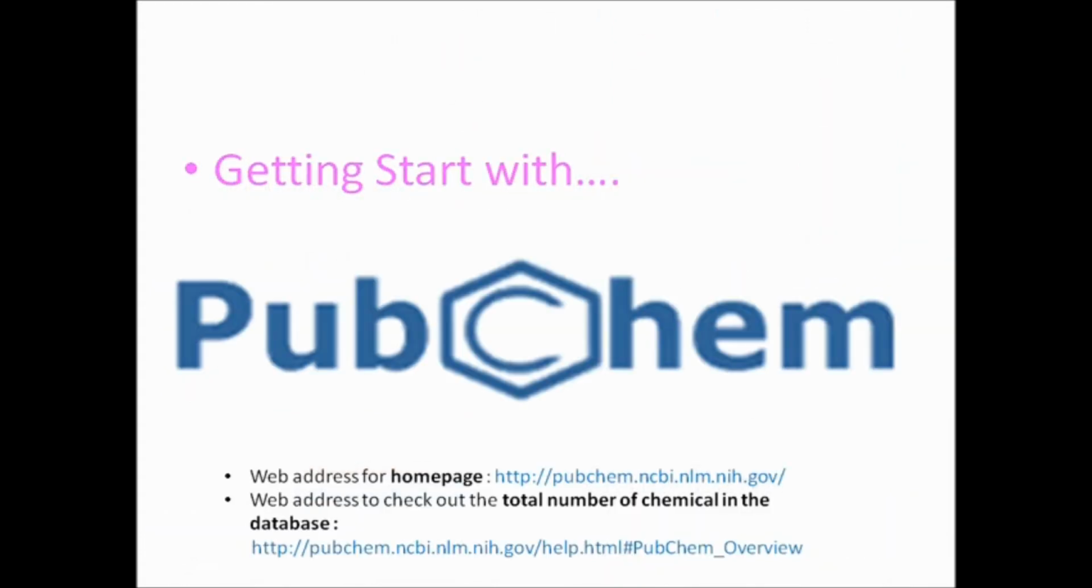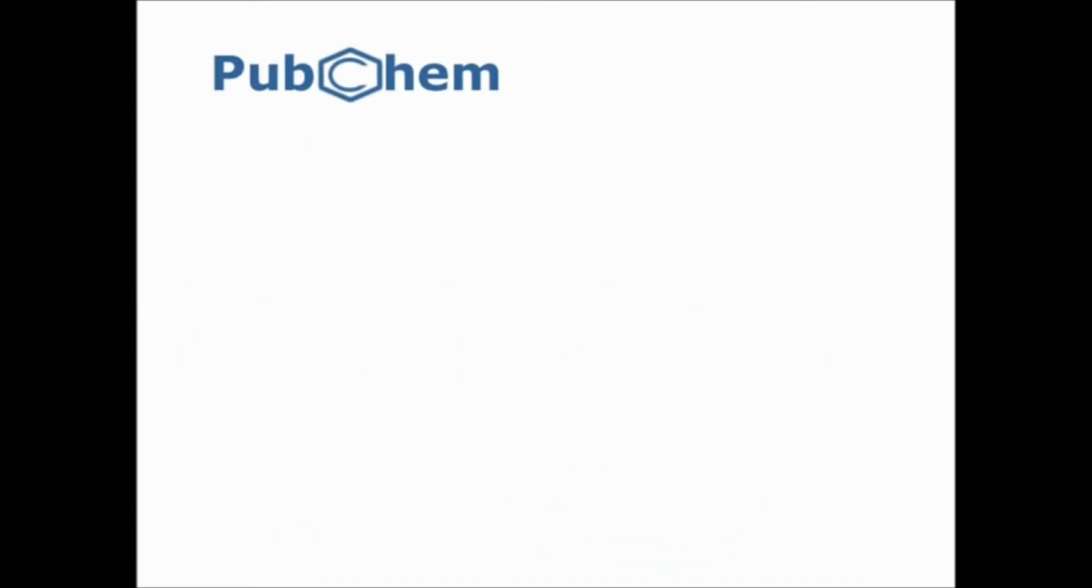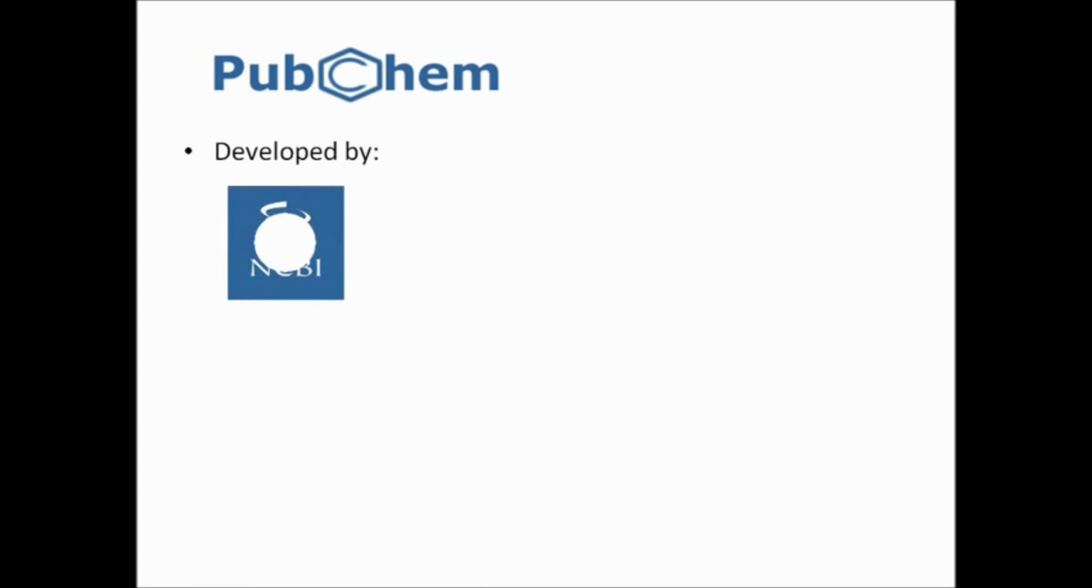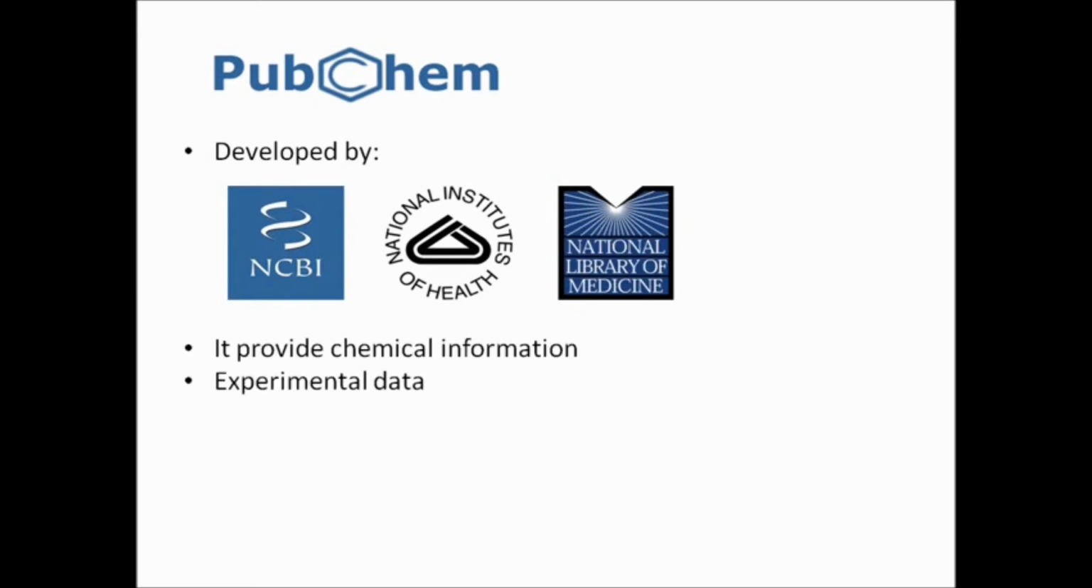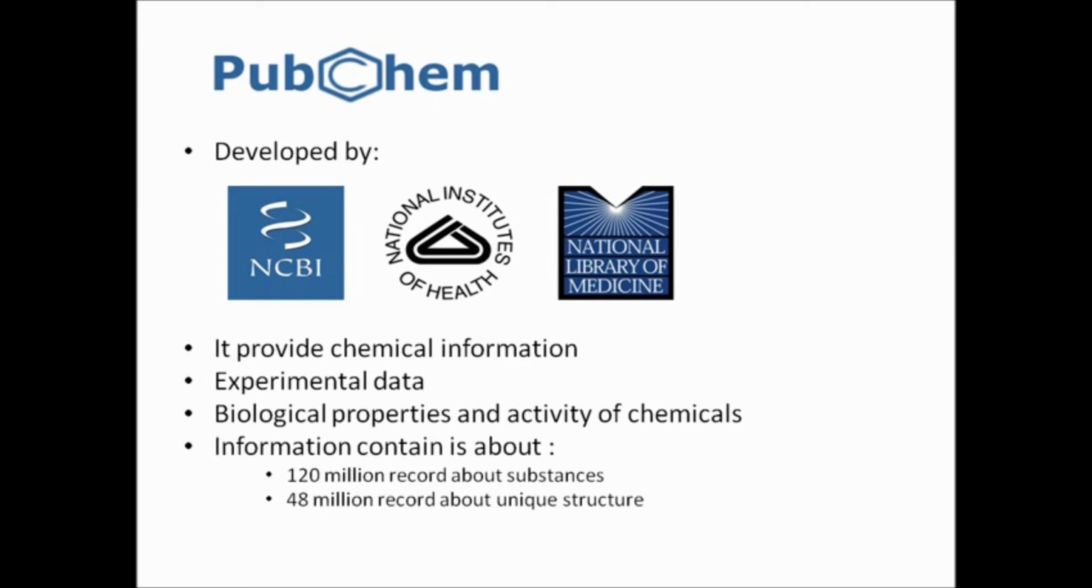Getting started with PubChem. Below is the web address for PubChem. PubChem was developed by NCBI, the National Institutes of Health, and the National Library of Medicine. They provide chemical information, experimental data, and biological properties and activities of chemicals. The information contains about 120 million records about substances and 48 million records about unique structures.